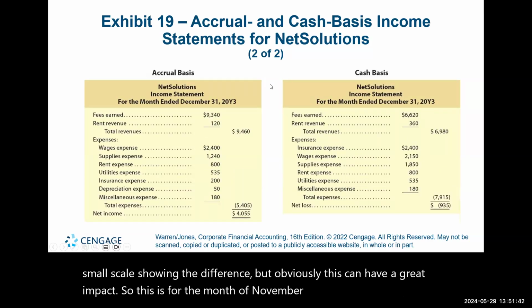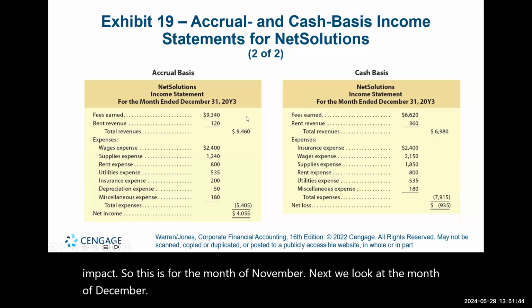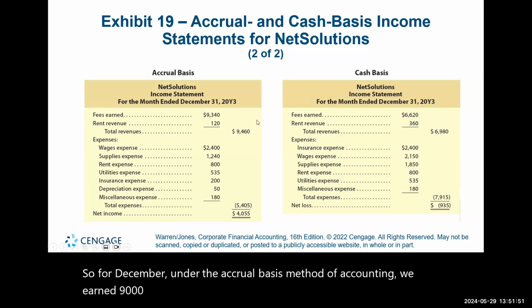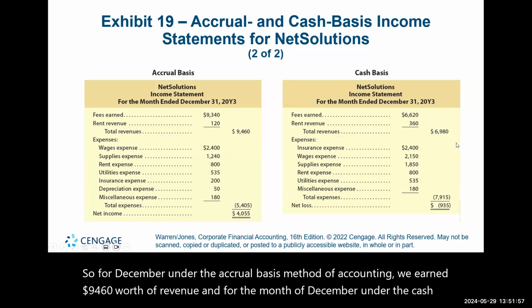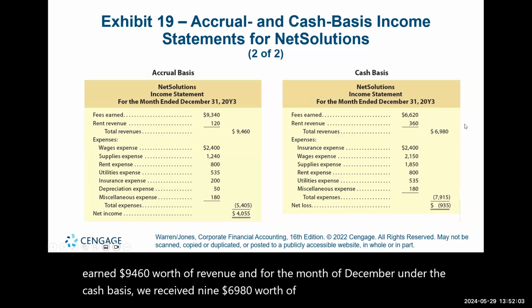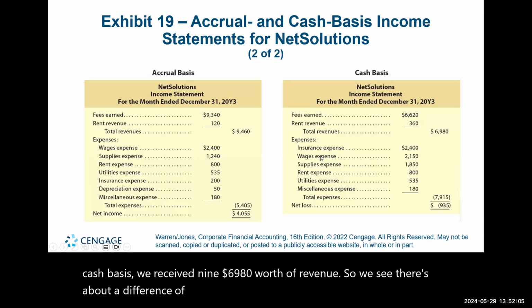Next, we look at the month of December. So for December, under the accrual basis method of accounting, we earned $9,460 worth of revenue. And for the month of December, under the cash basis, we received $6,980 worth of revenue. So we see there's about a difference of $3,000, right?